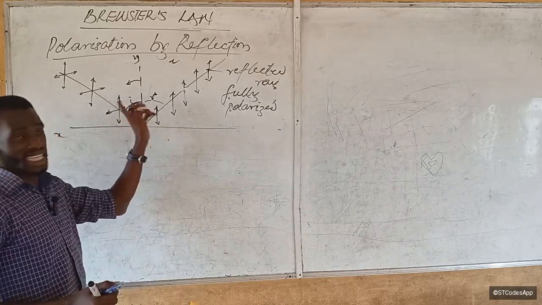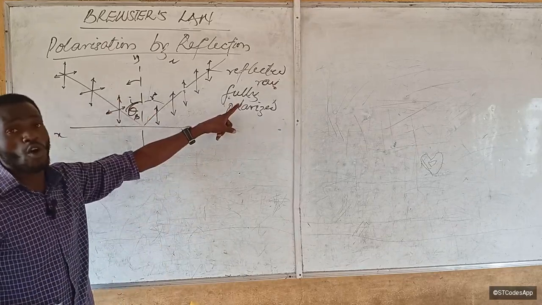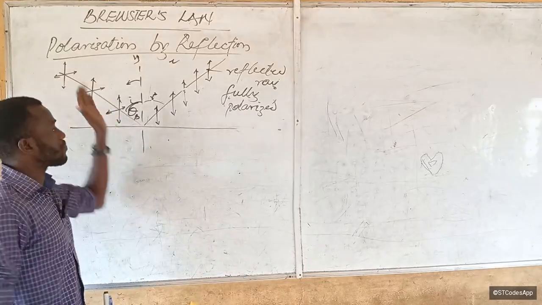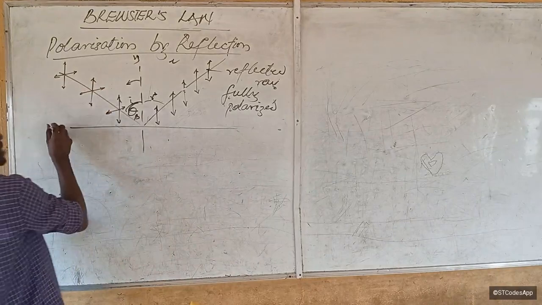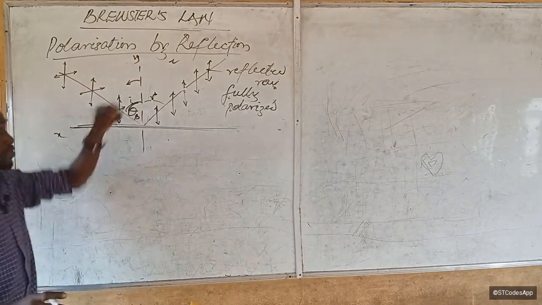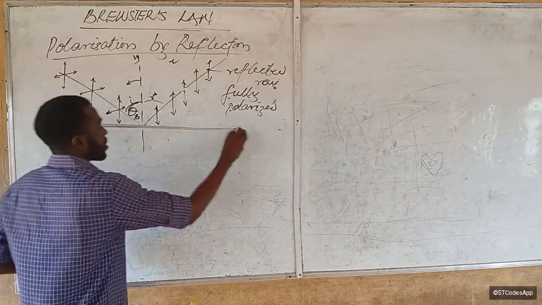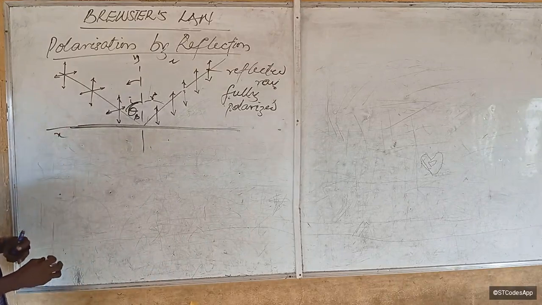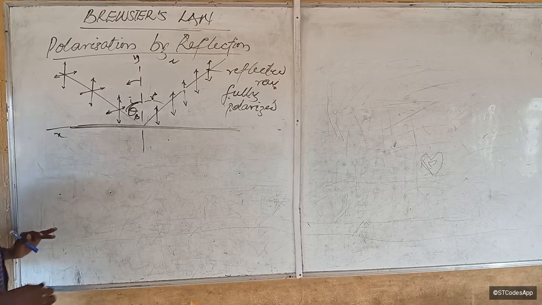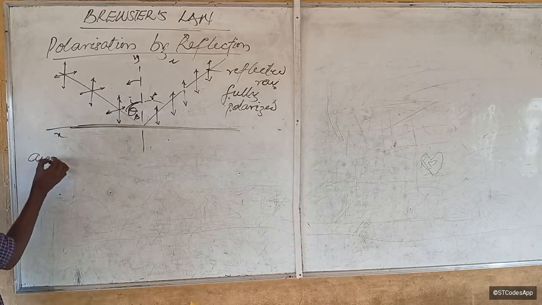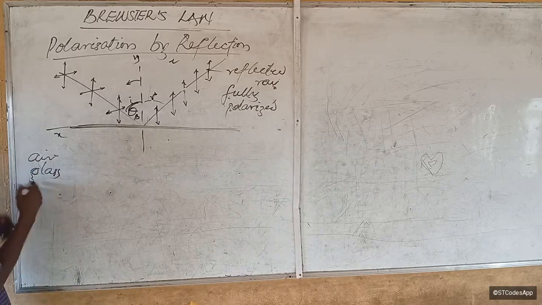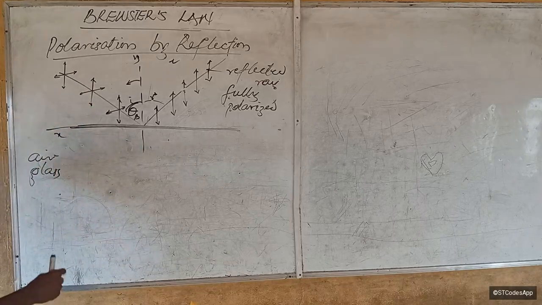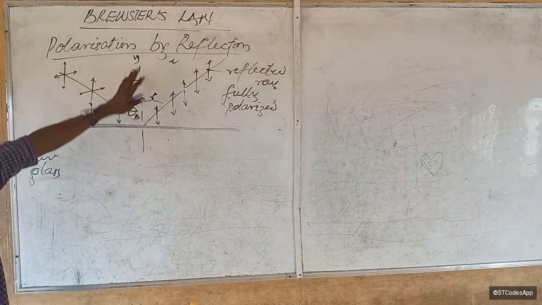Now, if you go beyond that angle, the polarization will become partial again. So it's at a particular angle. Do you understand? So remember also that this principle works for transparent surfaces, such as air, such as glass, dielectrics like glass. These are the surfaces that can refract.